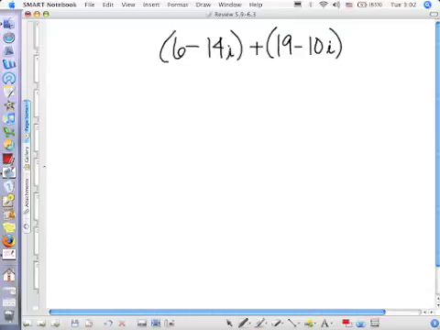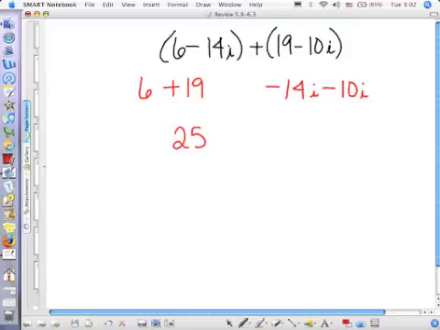Between the parentheses, you see an addition sign, which means that you are adding the terms in those groups. Because it's nothing but plus signs, we can drop the parentheses. So it's 6 minus 14i and positive 19 minus 10i. Now the reason I regrouped is because I want to show which ones are alike, because I can only add like terms. Here 6 plus 19 is 25.